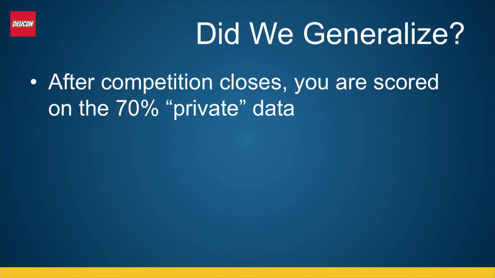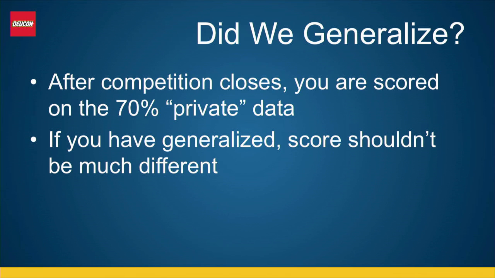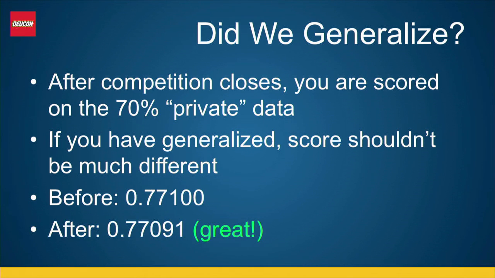Big question, did we generalize? So after the competition closes, as I mentioned, you're scored on the 70% private data. If you generalize, the score shouldn't be that much different. So before, that's actually should be 7701. Got that wrong. No, that's actually right. After, 77091, which is pretty good. So it did generalize. It didn't fall off the face of the earth when we tried it with those 70K that it hadn't seen before.